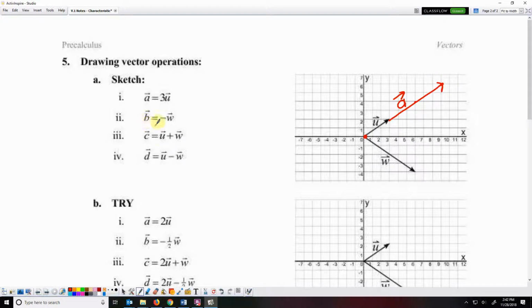Next is vector B, the opposite of vector W. Vector W goes right 6 and down 4. The opposite of that would be left 6 and up 4. So there is the opposite of vector W, that's vector B.